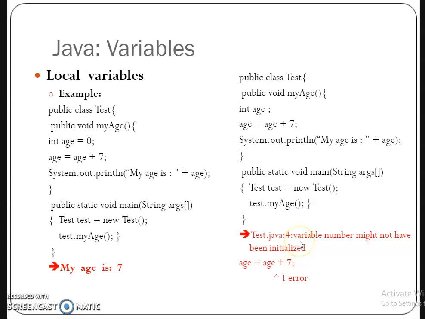So it will display an error: variable age might not have been initialized. So if you declare a variable inside the method, that is a local variable, you have to initialize a value. If you don't initialize it, it will produce an error in your program. Okay, this is the difference between local variable and instance variable.